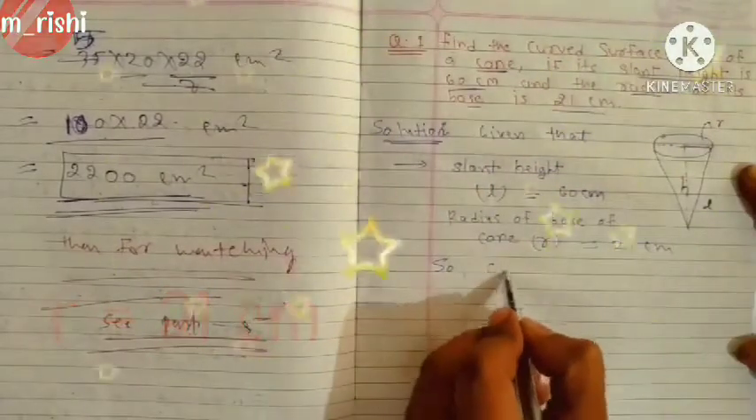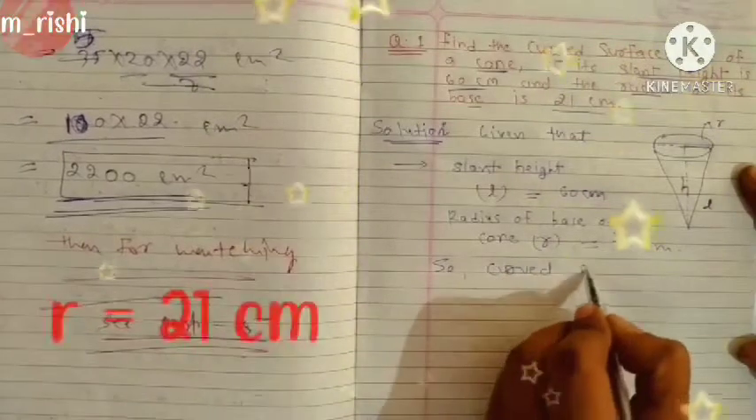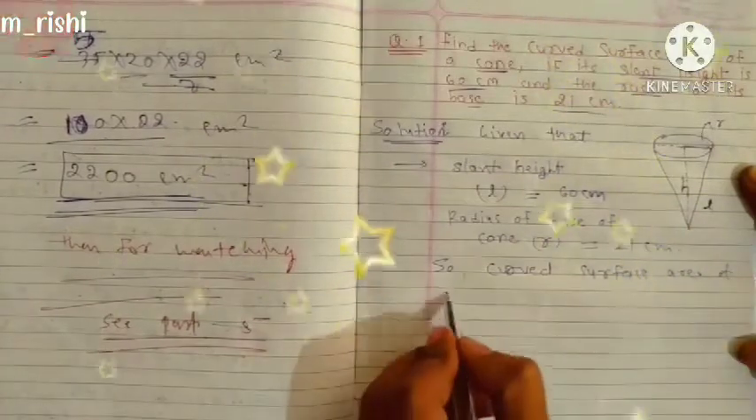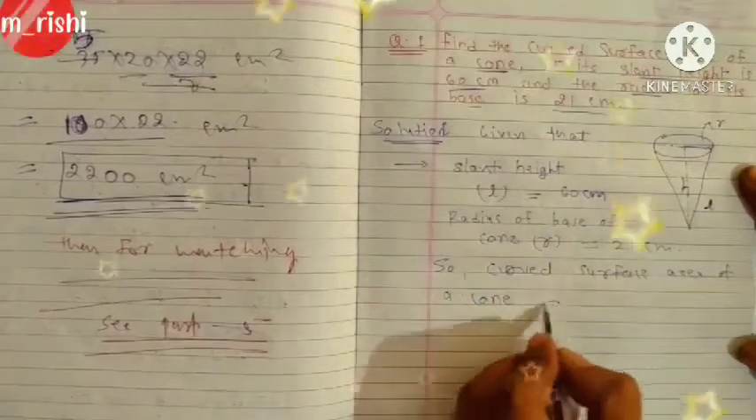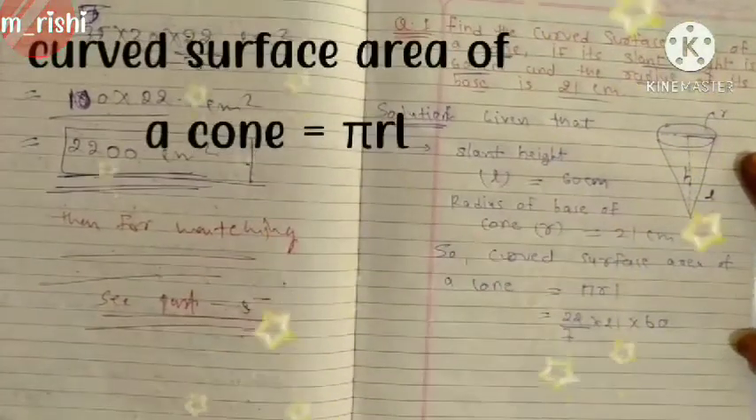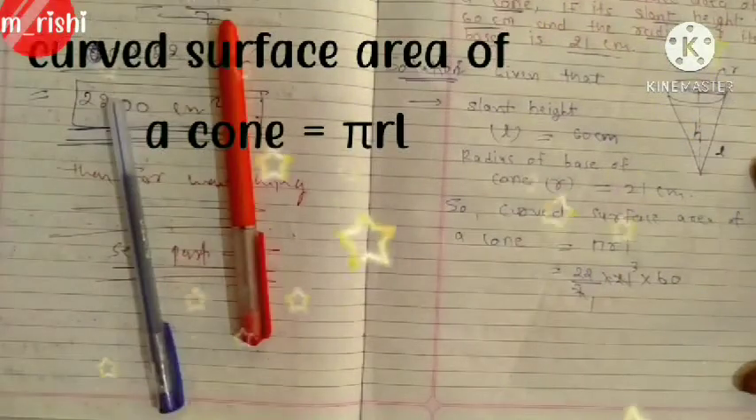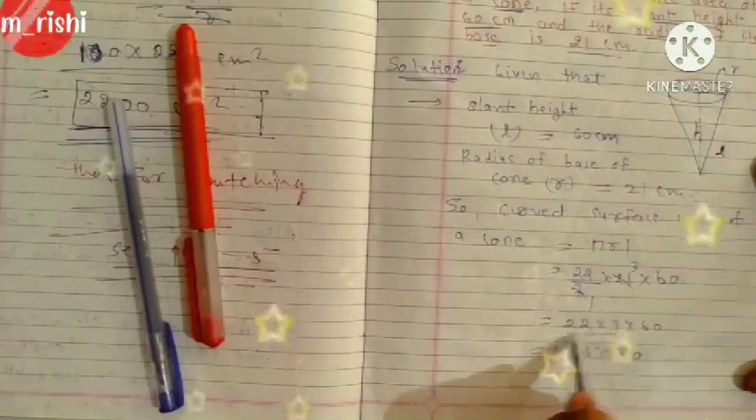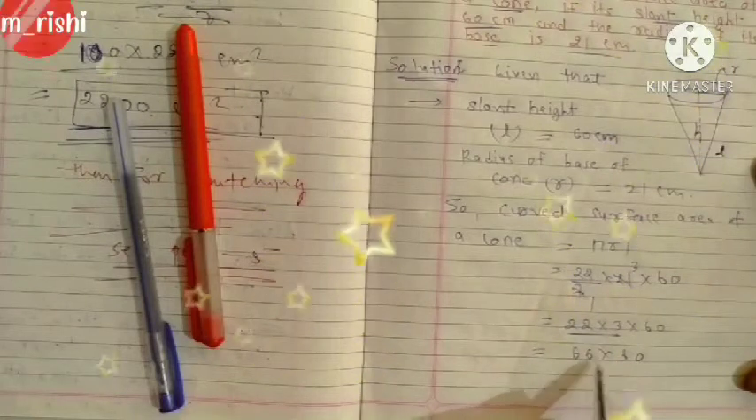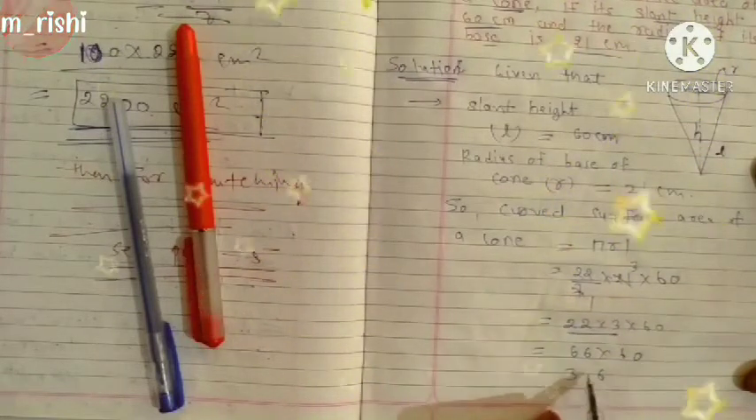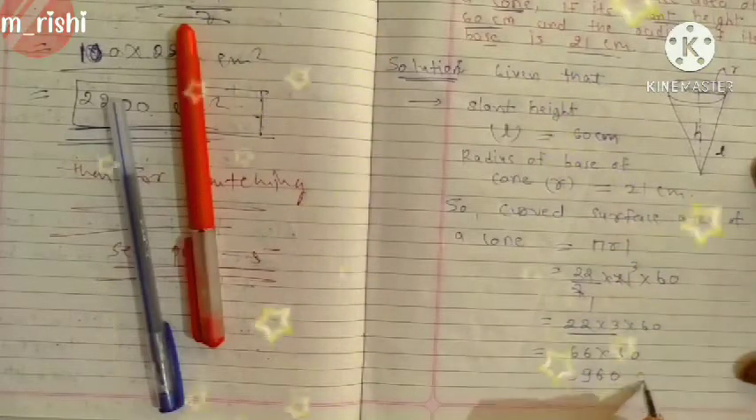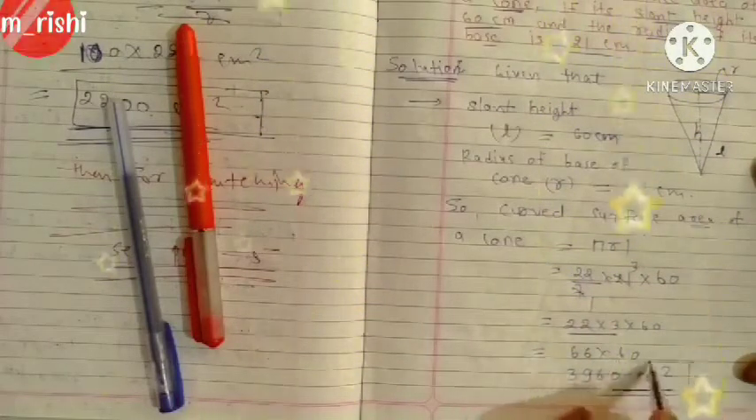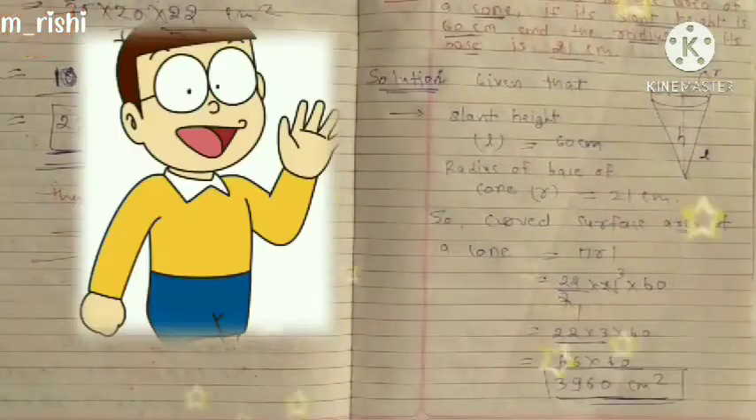So I write here: curved surface area of a cone equals pi r L, and put the values in the formula. 7 ones are 7, 7 threes are 21. So 22 multiplied by 3 multiplied by 60 equals 66 into 60. 6 sixes are 36, 6 and 3 carry, 6 sixes are 36 plus 3 carry is 39. So 3960 centimeter square. This is the curved surface area of a cone.